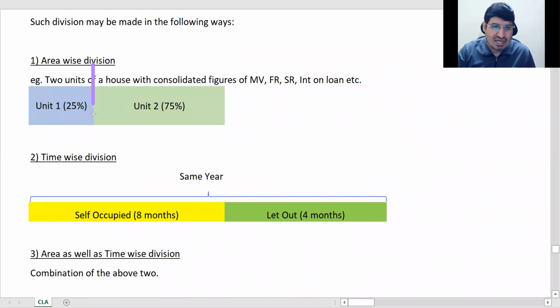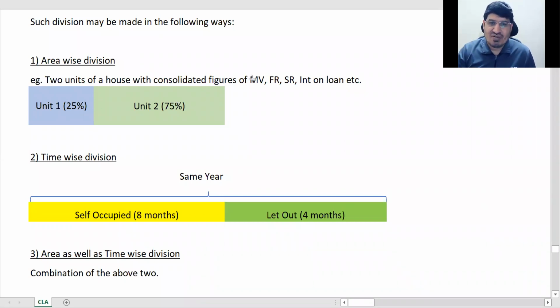Okay. So if I cut it, just treat this side as self-occupied, and this side is let out. We're letting this out. The only problem is all the figures will be for one house, because externally it is one house only.